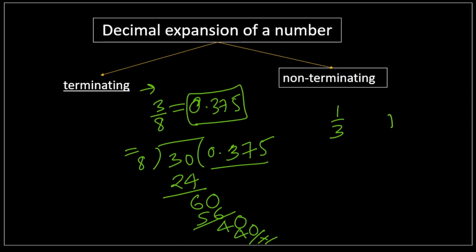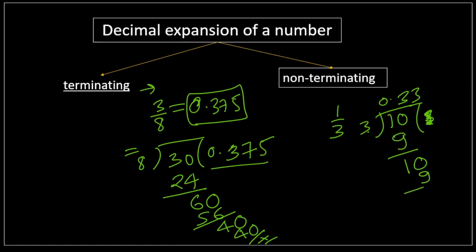In case of a non-terminating, let me give you an example of 1 upon 3. If I divide 1 by 3, I add a decimal point, I put a 0 in front of 1, and it goes 3 times. So 3 times 3 is 9, again remainder 1, we add a 0 because we have a decimal place. So again 3, and this goes on forever. So this is not terminating. This is an example of non-terminating.